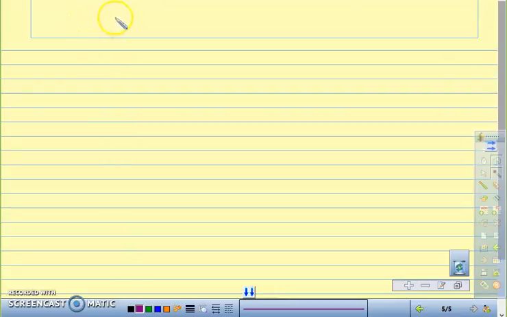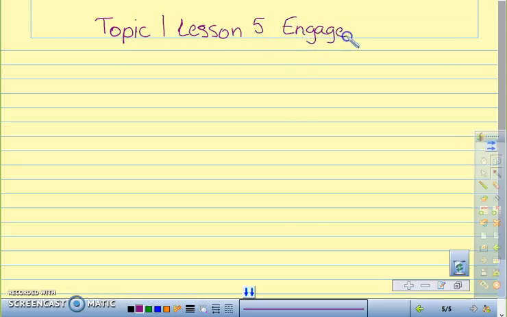Today we are not in our Envision books, but we are on an Engage lesson. We are on topic 1, lesson 5, Engage. And today we are going to learn how to put numbers in standard form, expanded form, and unit form.